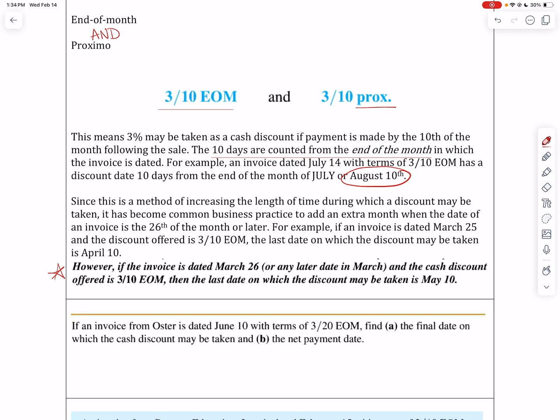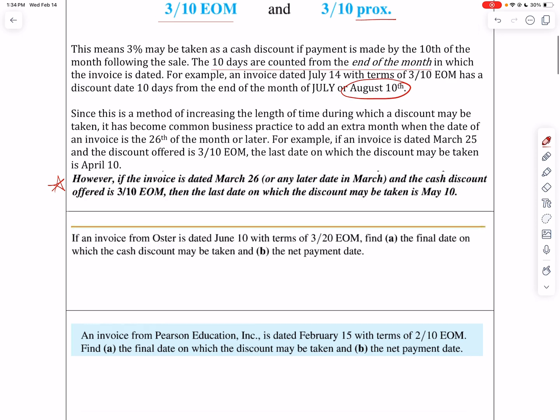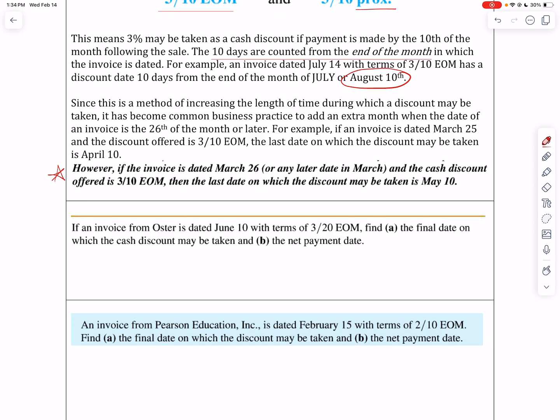And then the other thing is that when no net payment is given, I'm going to give you a rule that is followed pretty closely in the business world. So we'll look at these in just a second. In this example, the invoice is dated June 10th with these terms: 3% within 20 days, the end of the month after the month of June.